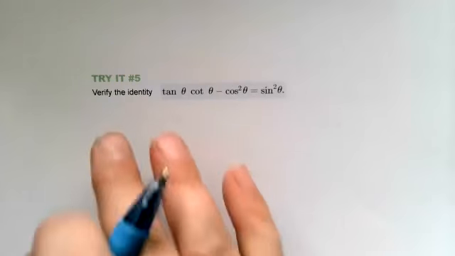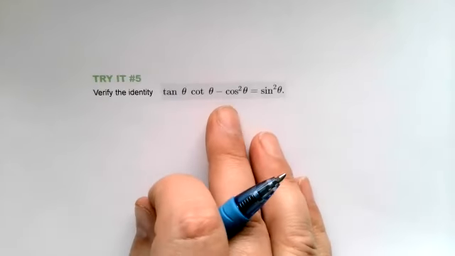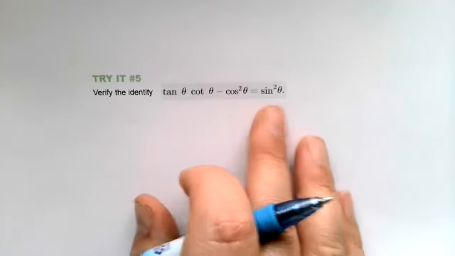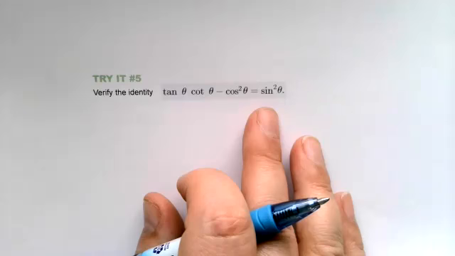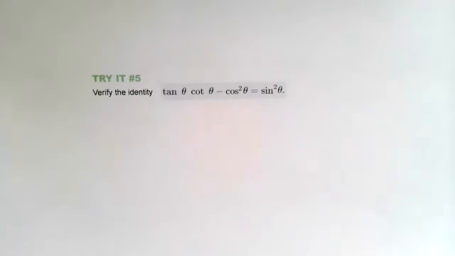Now I want you to try by yourself. This is our try number 5 for this section. And you need to verify the identity: tangent theta cotangent theta minus cosine squared theta, and that all should equal sine squared theta. So go ahead and try to verify that identity. Again, pause here if you have to. And I'll see you in the next video for the next section.